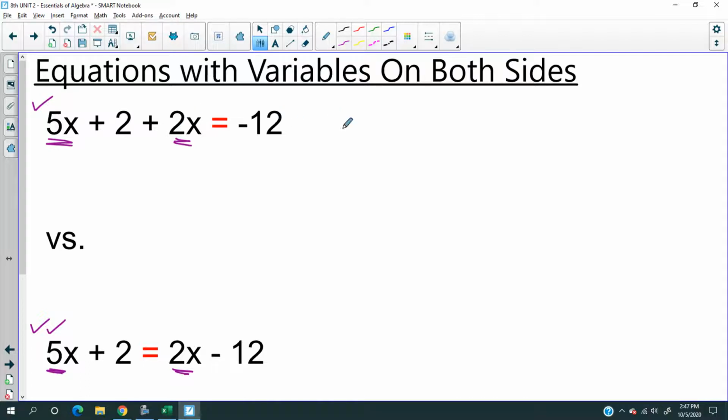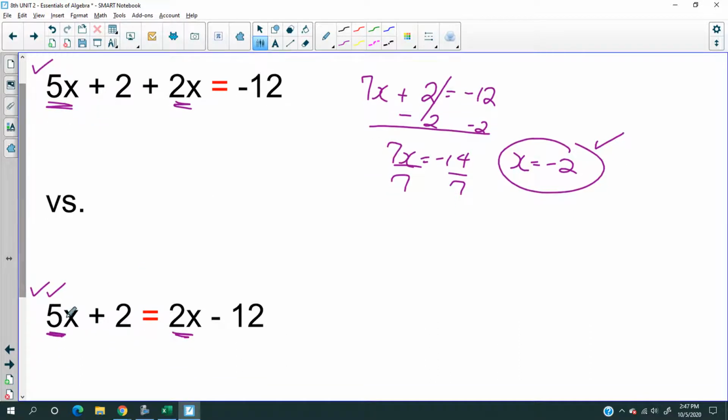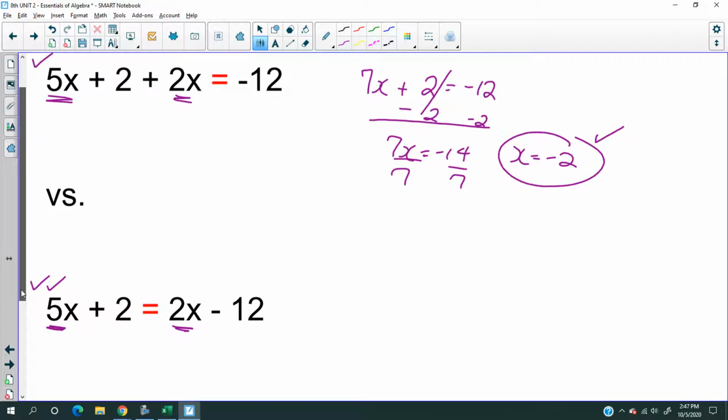Well, this was just combining like terms. 5x plus 2x, that's 7x, plus 2 equals negative 12. Subtract 2, and so we have 7x equals negative 14. So there's your answer here, and that's correct, because we're just solving what the question is saying. On the other hand, when we solve this, if you didn't learn this last year, this is the opportunity to do so.